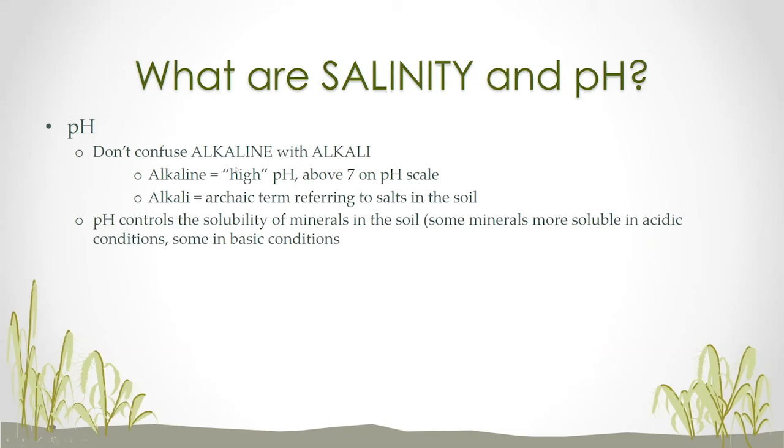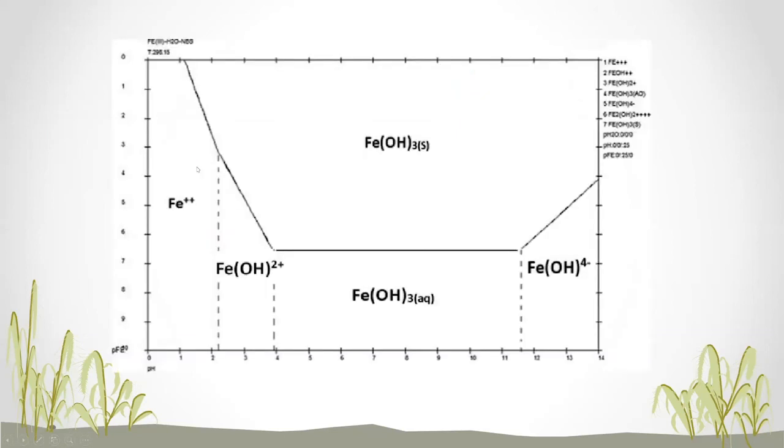And so when we're talking about high pH, above 7, which is our condition typically in the Western US and Mediterranean climates, we're talking about an alkaline condition. Don't confuse that with the term alkali. That's a very archaic term referring to salts in soil solutions. And so there's some confusion sometimes in that. If you want to talk about salt, let's talk about salinity. If you want to talk about pH, we're talking about acidity or alkalinity in that case, okay?